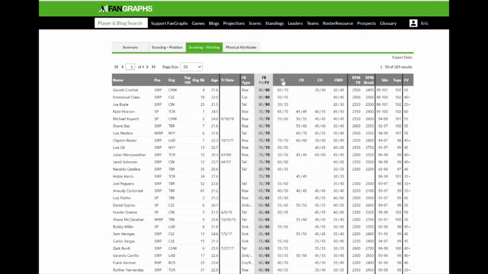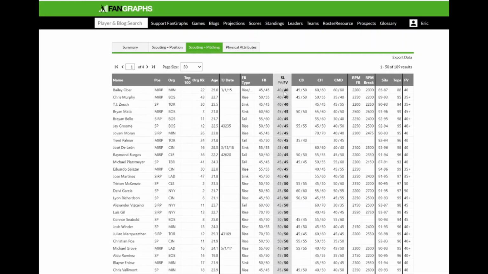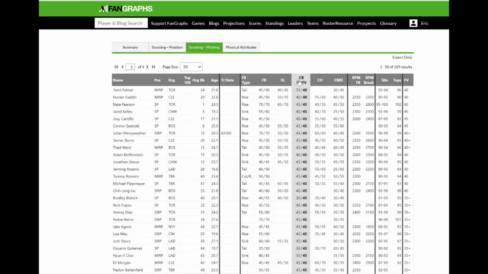Okay. Then you have the secondary pitches. Same deal. 50 is big league average. This is another space where there's not a lot of use of the bottom of the scale in the public sphere. You'll rarely see anyone with a 20 or a 30, present or future, projected on a pitch unless maybe they're just learning it. I'm trying to find a reason to make use of the bottom of the scale a little bit more for pitch types. But realistically, if a guy has a 20 or a 30 grade pitch, he just doesn't throw it.